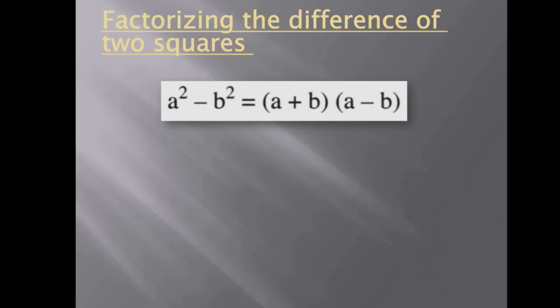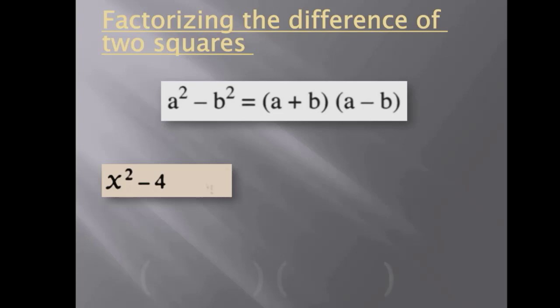Another example, x power 2 minus 4. The expression is formed from two terms, and the first term x power 2 is a perfect square, and the second term 4 is a perfect square, and the sign between them is negative. So this is the third form.